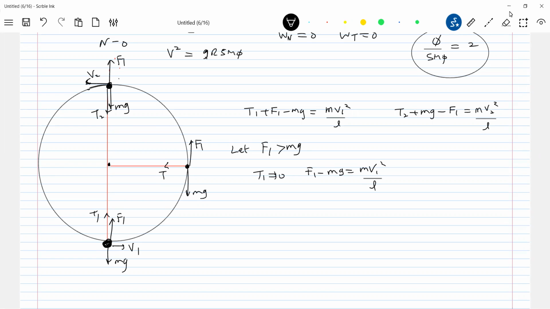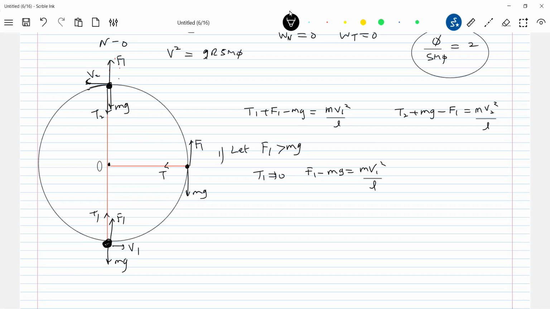Here, if you put F1 greater than mg and the tension T2 becomes 0, I think that is not possible, no? There won't be centripetal force to complete the circle at point 2. There won't be a force acting towards the center. So where is the critical point now? If F1 is greater than mg, where will the critical point come? At point 1.